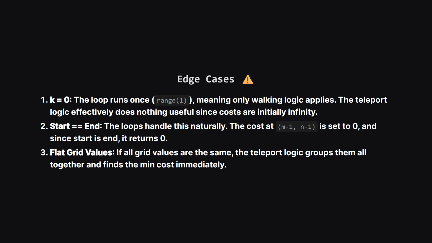It's always good to think about edge cases. What if k is 0? The code still works. It just runs the walking update once, effectively simulating a standard grid traversal without shortcuts. What if the start and end are the same? The base case sets the target cost to 0, and the function returns that 0 correctly. Also, if all grid values are identical, our grouping logic in the teleport phase handles it perfectly by treating the whole grid as one big group of valid destinations.